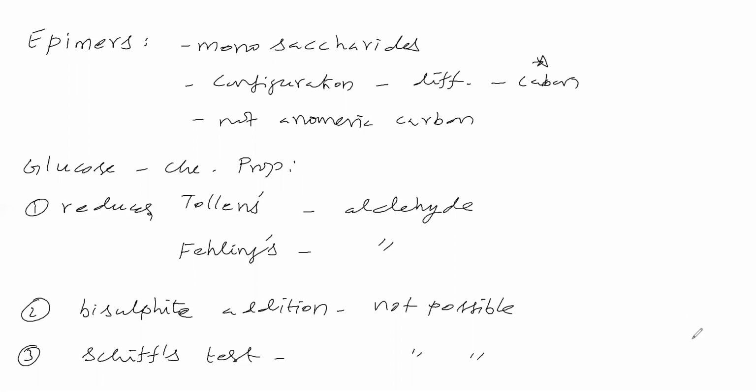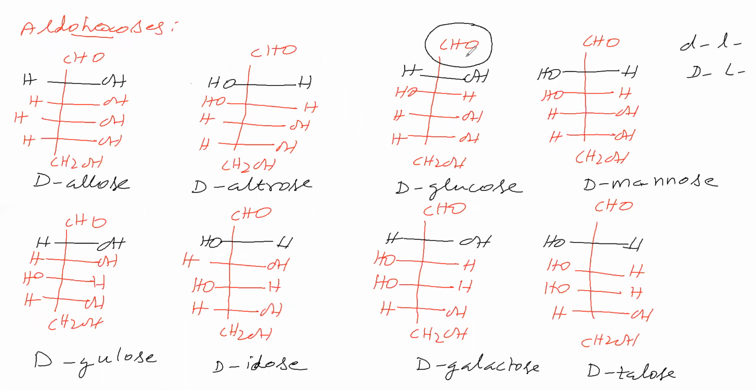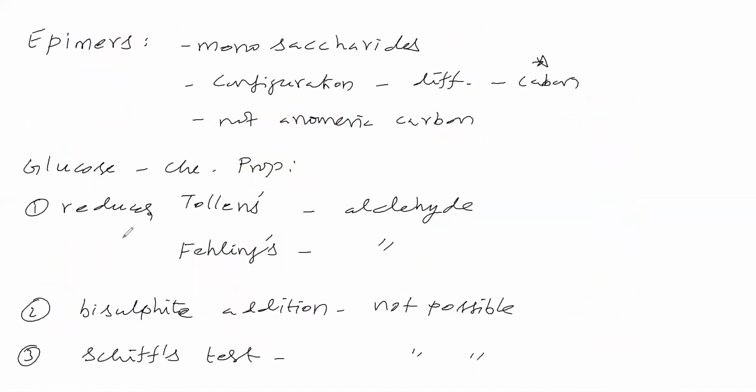Now see, in glucose, aldehyde is there, no doubt. How this aldehyde group should be there means sometimes free, sometimes not free. So when it is free, it says free aldehyde group. When it is not free, it says not free aldehyde group.